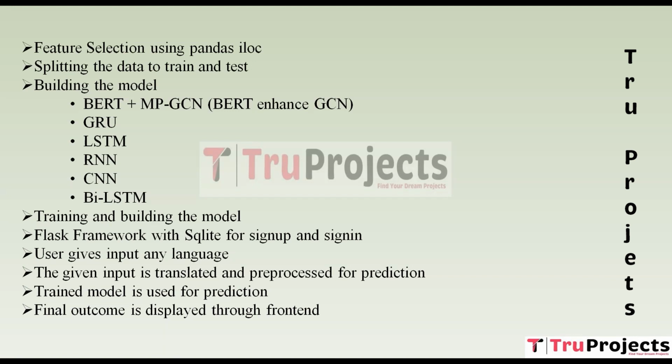Trained model for prediction. The trained model, which has learned to classify short text, is used to predict the category or label of the user's input. The model's output is based on its understanding of the input's text content. Final outcome displayed through frontend. The model's prediction or classification result is displayed to the user through the web frontend created using Flask. This could be in the form of class labels, confidence scores, or any other relevant information.